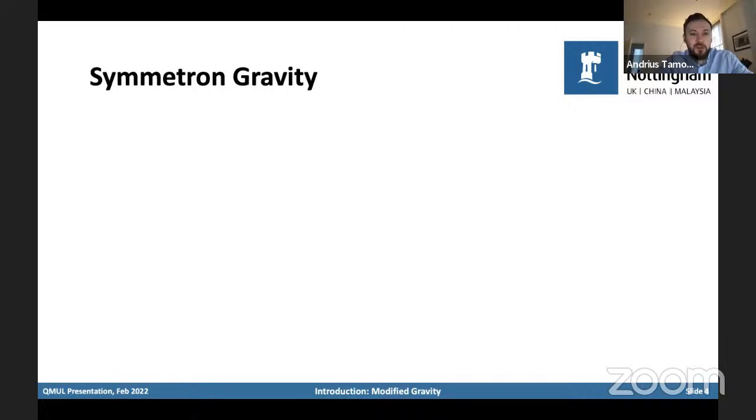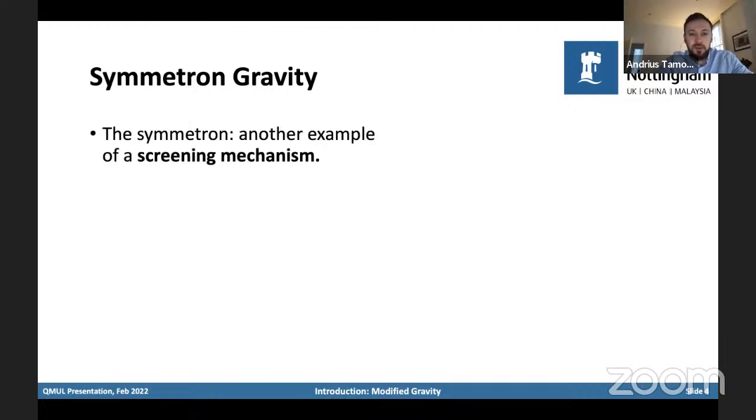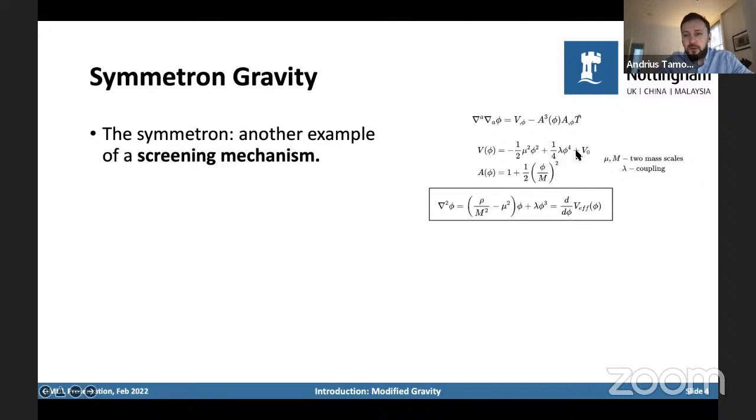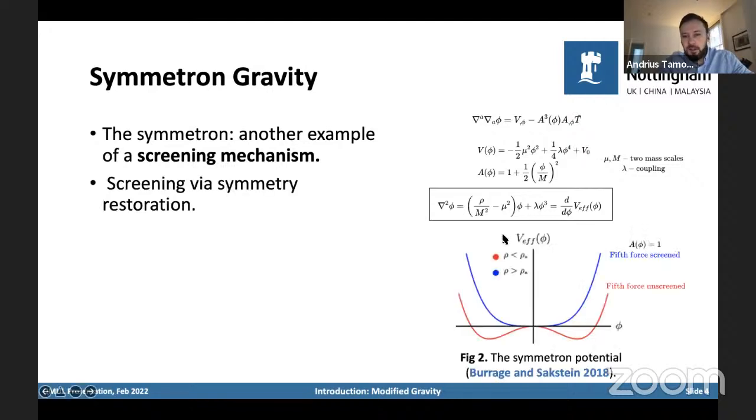The next example, just very briefly, is Symmetron gravity. It's another example of a screening mechanism. The key difference here is that we have a different potential. It's still a scalar-tensor theory, with a different potential that has this interesting shape that you can see here. For high density, once again, a parabolic shape. Then as you decrease the density, it undergoes a phase transition with two minima.